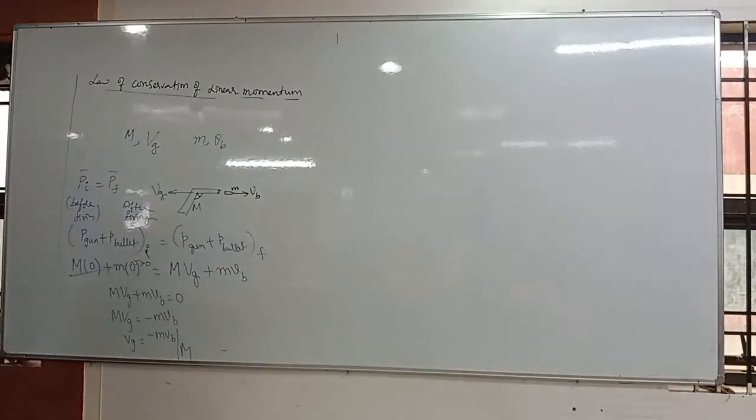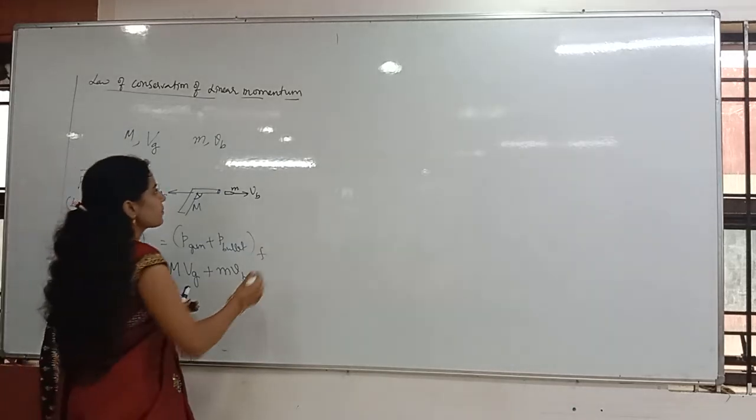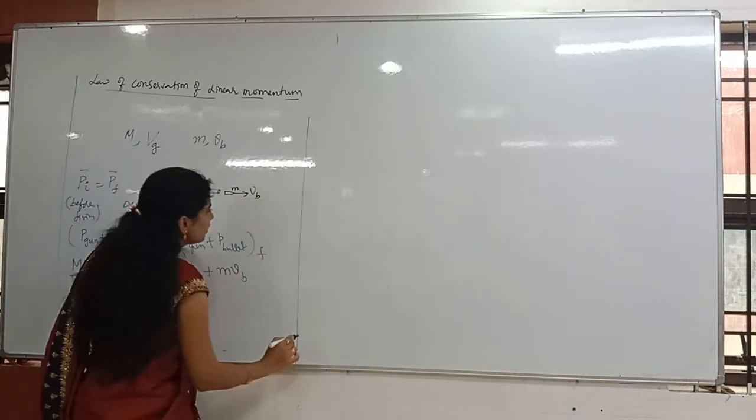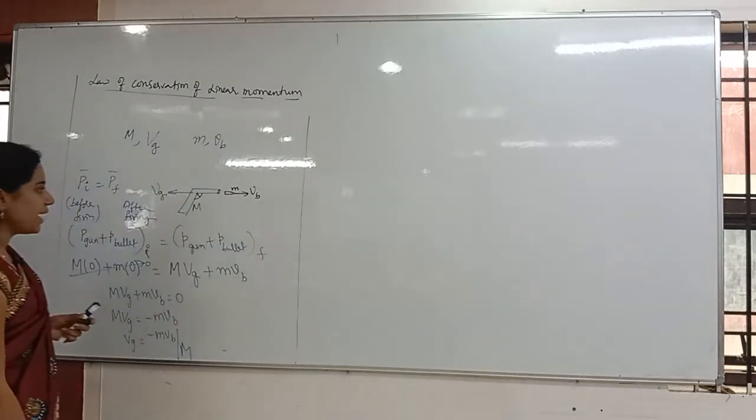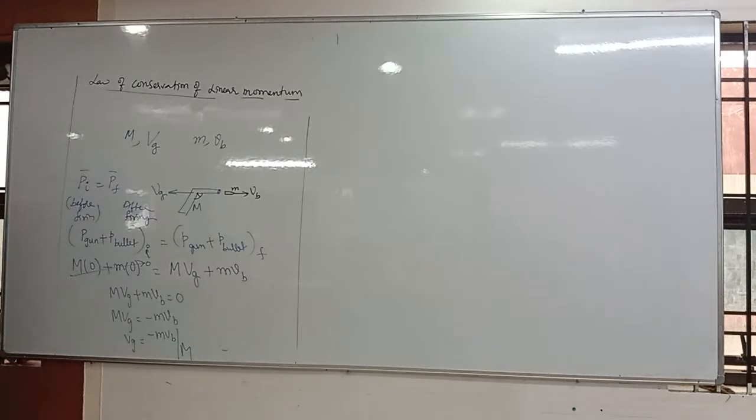the negative sign indicates that the gun is recoiling in backward direction.